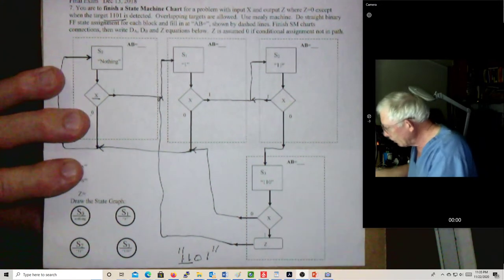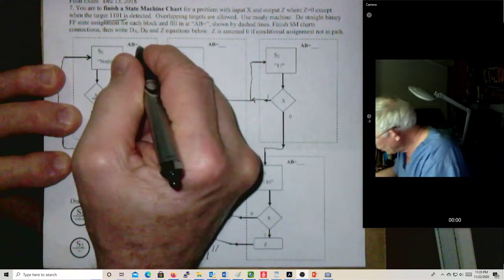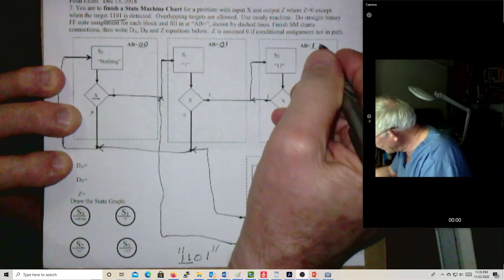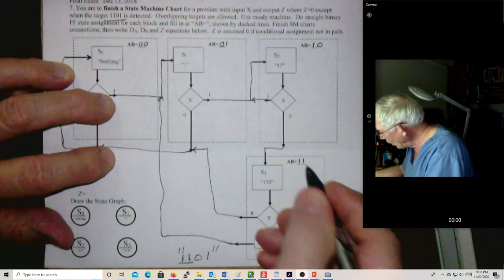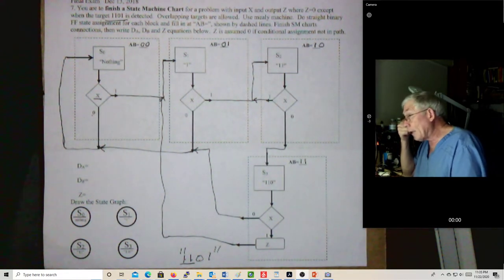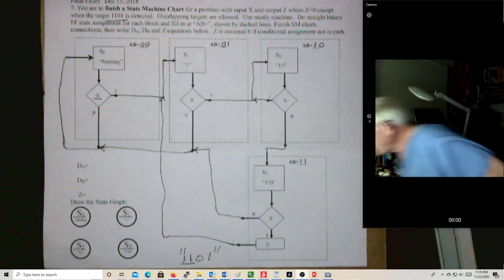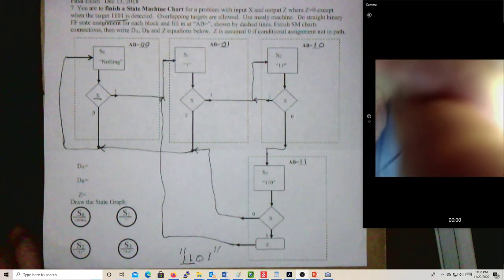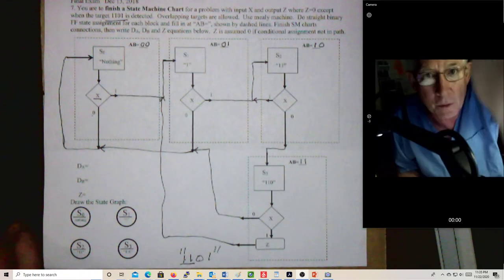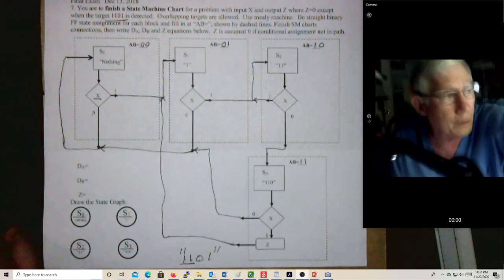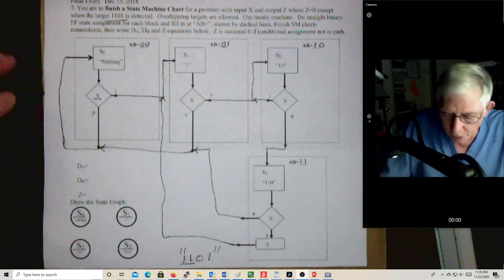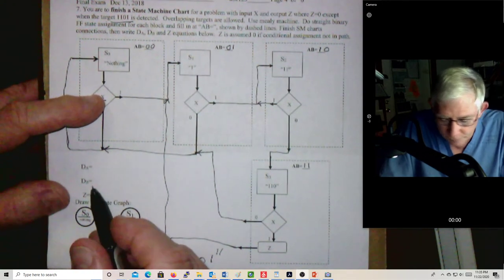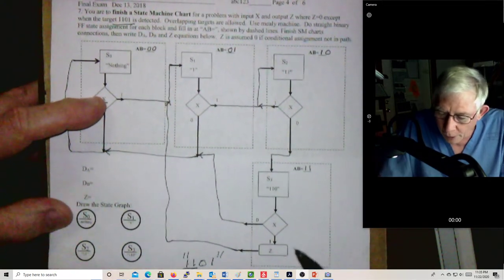All right, so now let's fill in our flip-flop state assignment. 0, 0 here for AB, 0, 1, 1, 0, and finally 1, 1. Now we can just write down our equations for our flip-flop inputs, which would be DA, DB, and DC, and Z, our output.